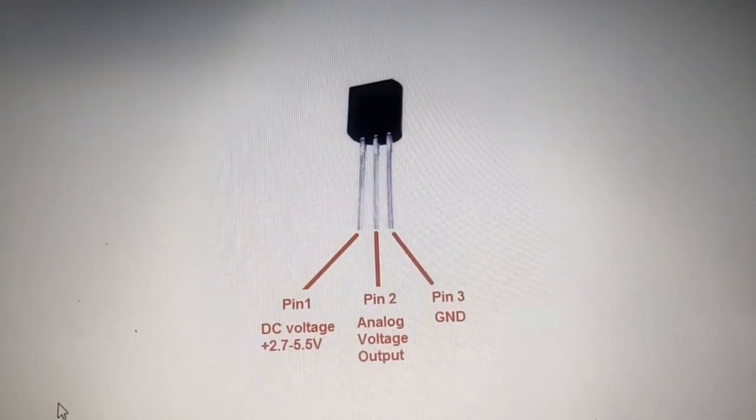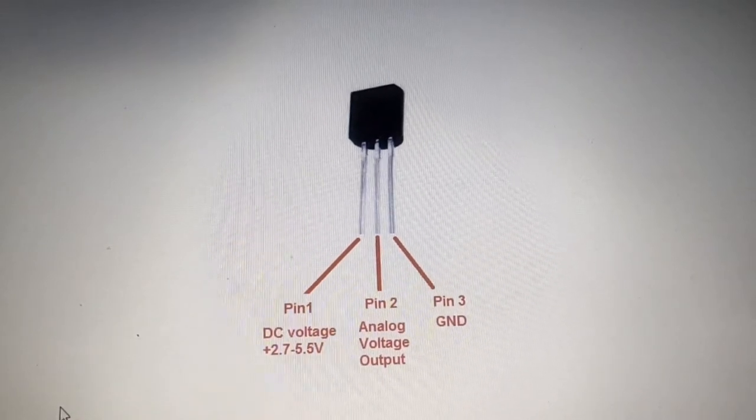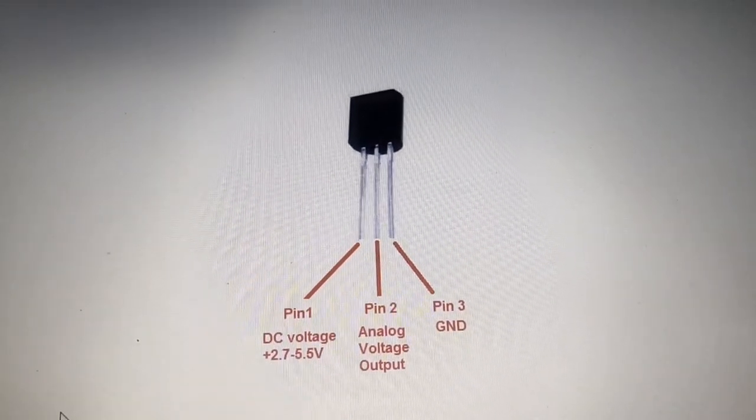In addition, the TMP36 sensor is helpful to measure temperature.